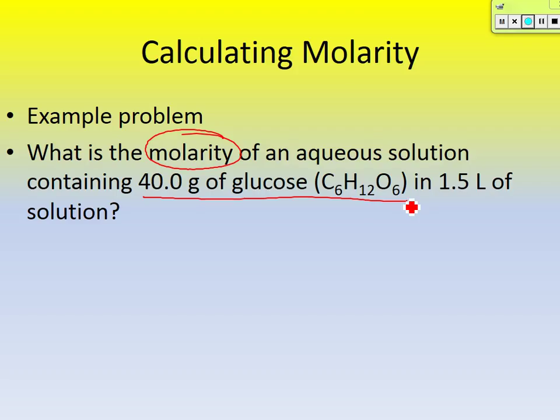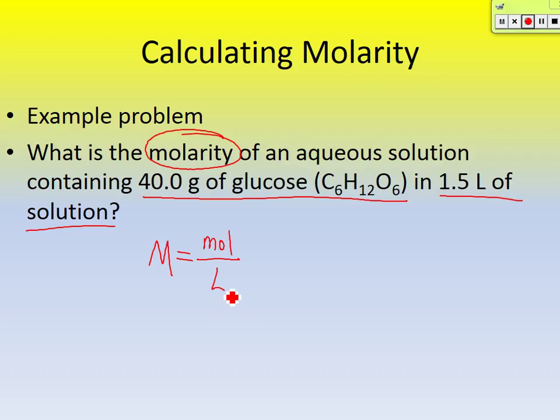What other information did it give us? It's in 1.5 liters of solution. Okay. So we always like to take the problem and circle what it's asking us to find and underline what they give us. Now, if we're asked to find molarity, what's the formula for molarity, guys? Good. Molarity is equal to the moles divided by liters. That's how we're going to start all of these problems today.